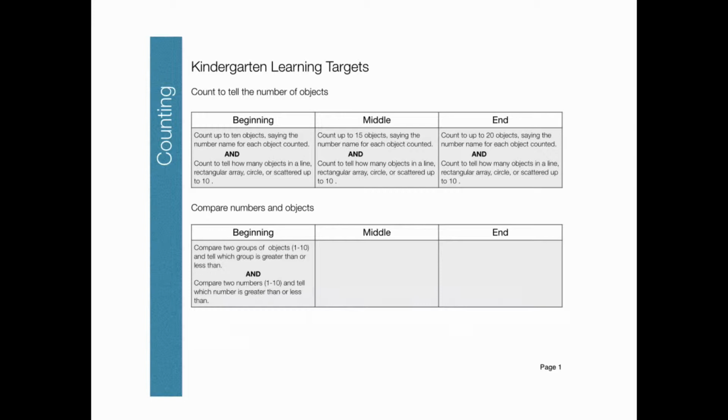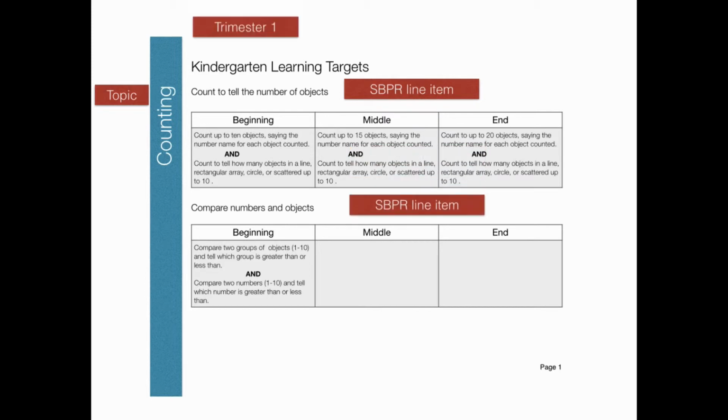Let's begin with the learning targets. Here's a sample. We're just going to walk through each of the parts to explain what they are and how they were created. On the left-hand side, you will see the topic. In this example, it's counting. You will see the line item that is connected to the Standards-Based Progress Report. Here it's count, tell the number of objects, and compare numbers and objects.